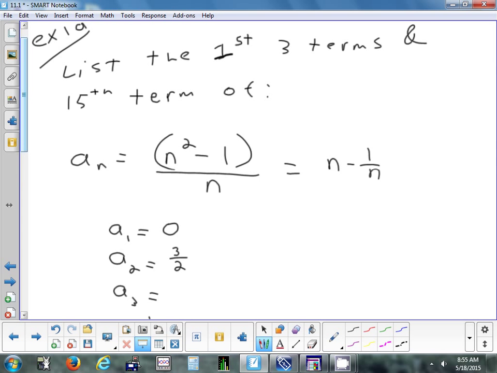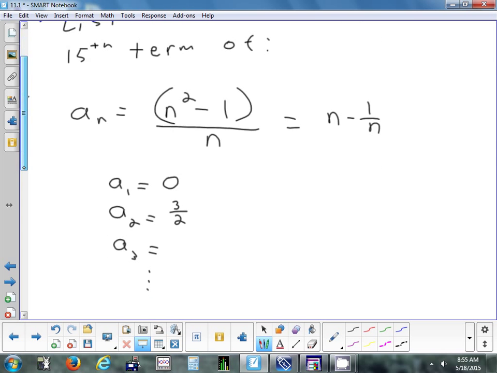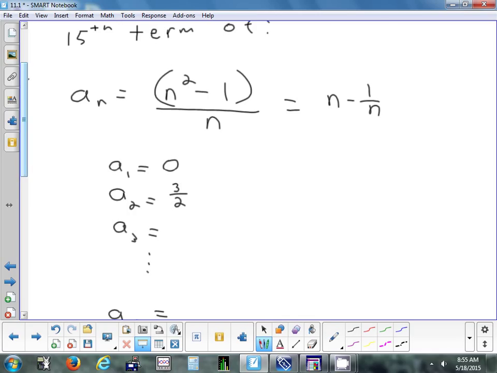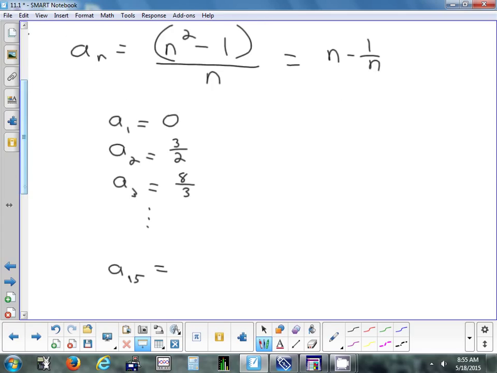Okay, Orlando, what about my third term? 8 over 3. Yeah, 8 over 3. So 3 squared is 9, minus 1 is 8, over 3. Okay, and then finally, let's go all the way to the 15th term. So plug in 15. 15 squared is 225, minus 1 is 224, over 15.